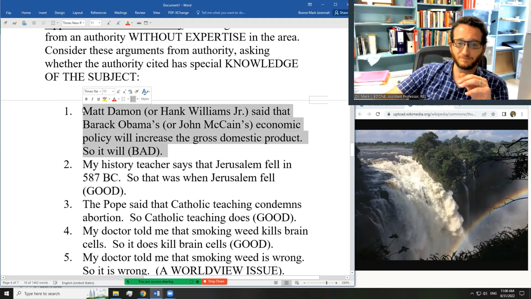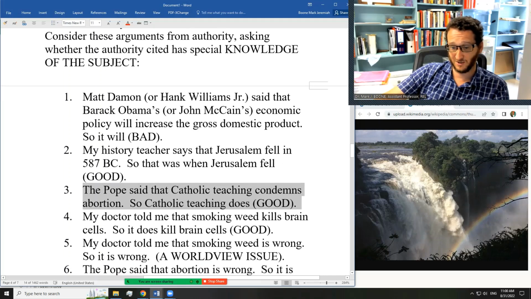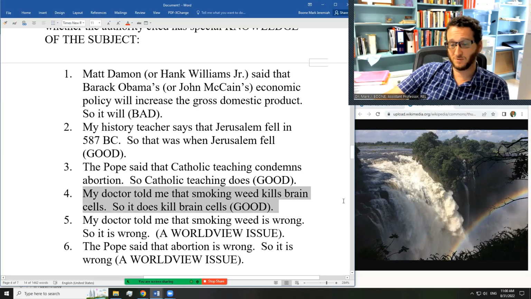Celebrity endorsements of political candidates, usually a bad one. The Pope says that Catholic teaching condemns abortion, so it does. Well, that's a good argument. A doctor tells me that smoking weed kills brain cells, so it probably does. That's a good argument. A doctor is an expert in that sort of thing.